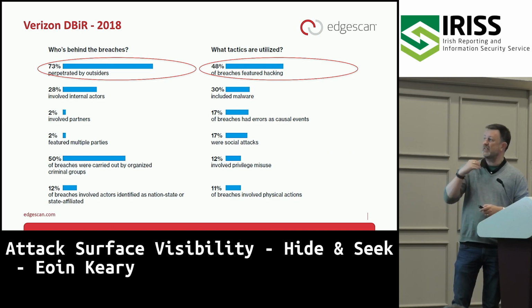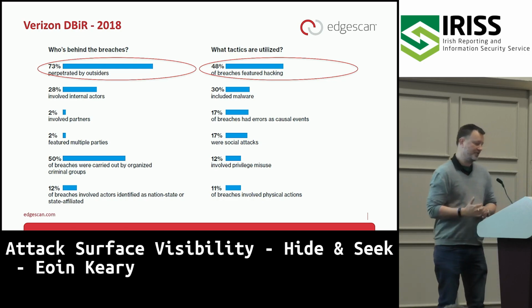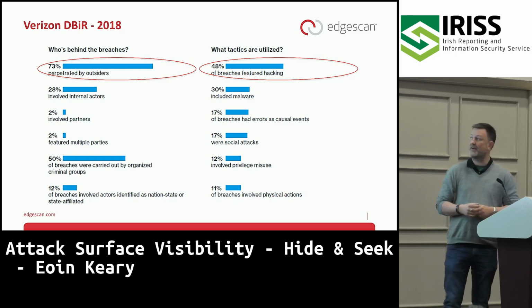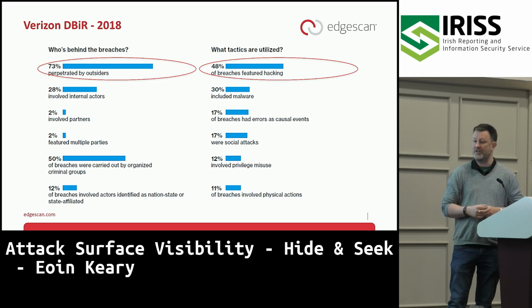And why is this? Well, it's still from the Verizon DBIR, which is the Data Breach Investigations Report, which came out, again, early in '18. The '19 one is now, obviously. A high proportion of breaches involved hacking, and a high proportion of breaches, in effect, were perpetrated by outsiders.